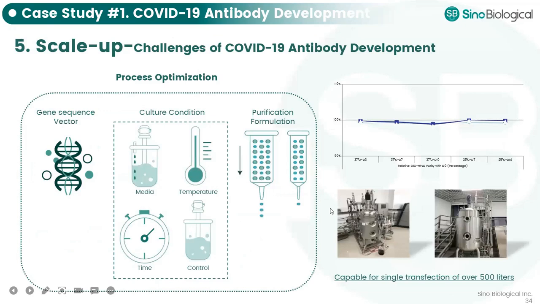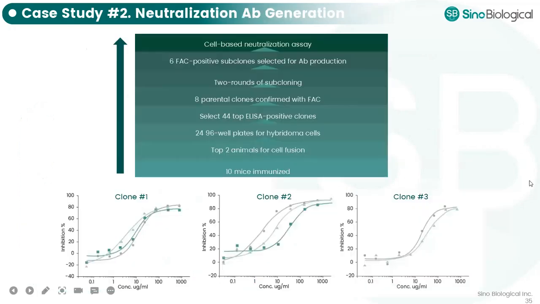The last challenge for COVID-19 antibody development is the scale up, because this is not easy. For example, in the diagnosis area, they need a large amount of antibodies for producing the kits. So we did some process optimizations and ran a stability assay showing that even after storing at 37 degrees, we are able to obtain the same SEC purity as the original.